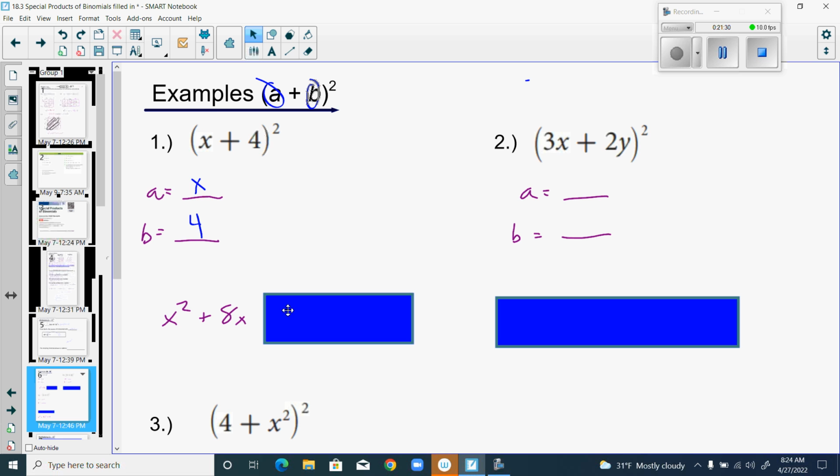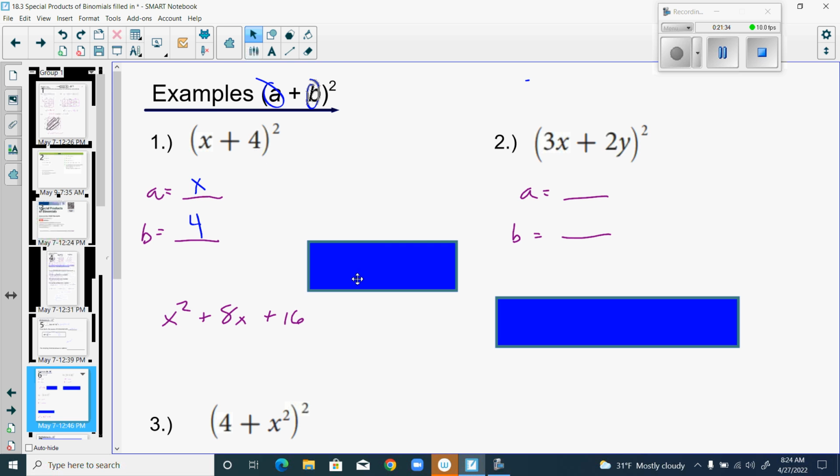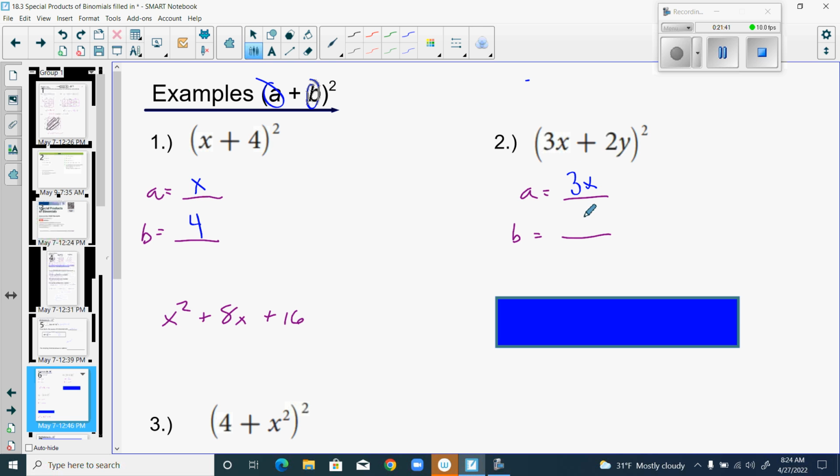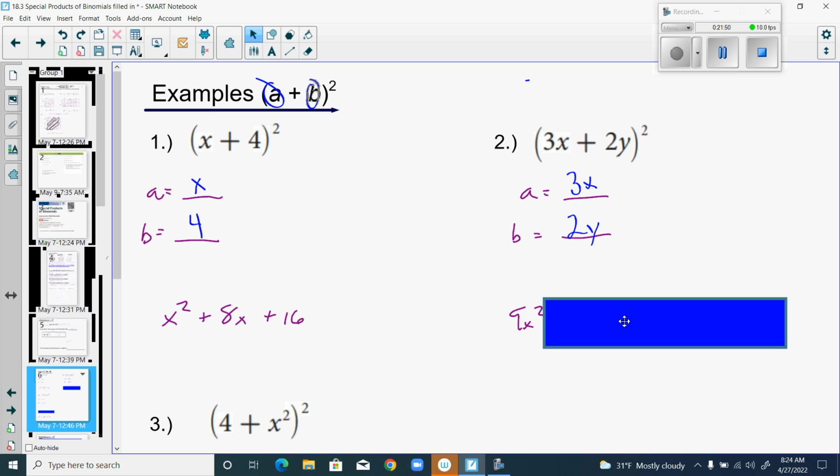Okay, for this one, A is 3X and B is 2Y. And so our answer trinomial is the square of the first term of the problem. So 3x squared is 9x squared. Then I have to take 2 times 3x times 2y. 2 times 3 is 6, times 2 is 12. And then the x and y go along for the ride, so I got 12xy.